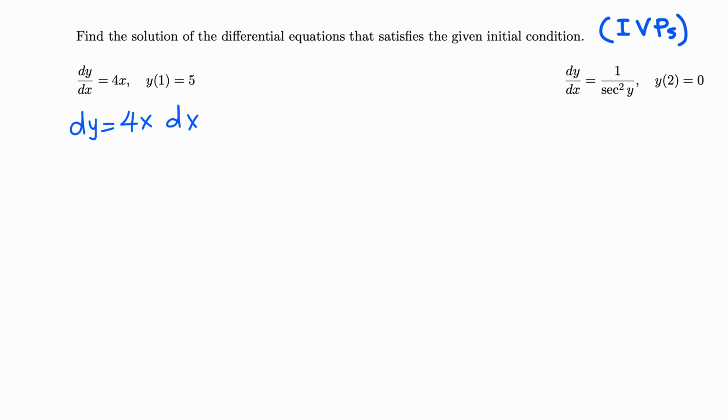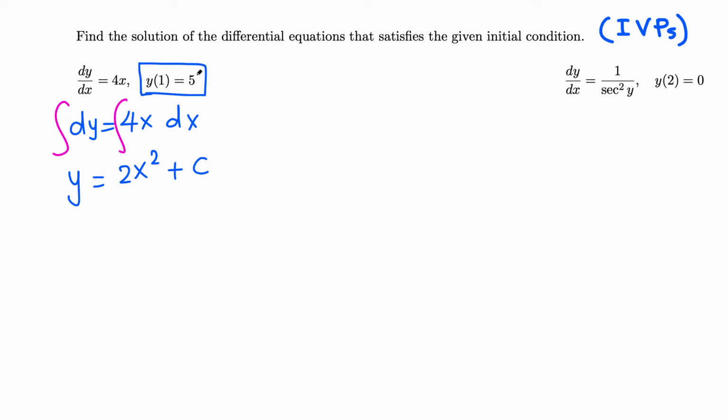Now we integrate both sides, because there is y on the left side and all the x's on the right side. The antiderivative of 1 is just y, and the antiderivative of 4x is 2x squared, plus some constant. So y in terms of x is given in this way. Now we need to determine the value of c using this initial condition.